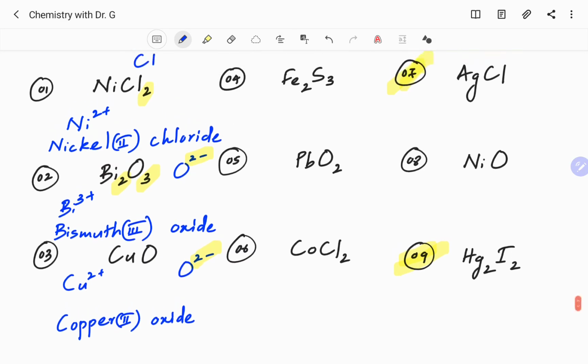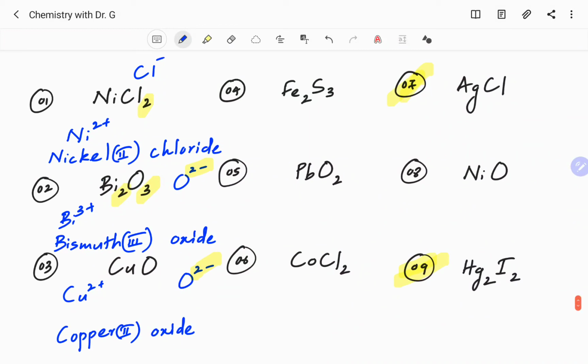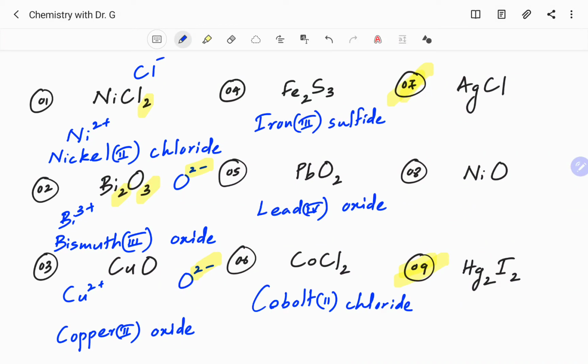Alright, so I'm going to quickly complete 4, 5 and 6 and then post the names, so you can check them. Fe2S3 is iron 3 sulfide. PbO2 is lead 4 oxide. So pay attention to the number 4 and see if you could get that.